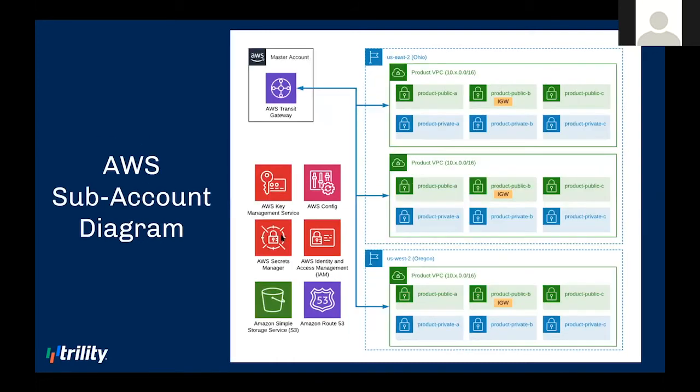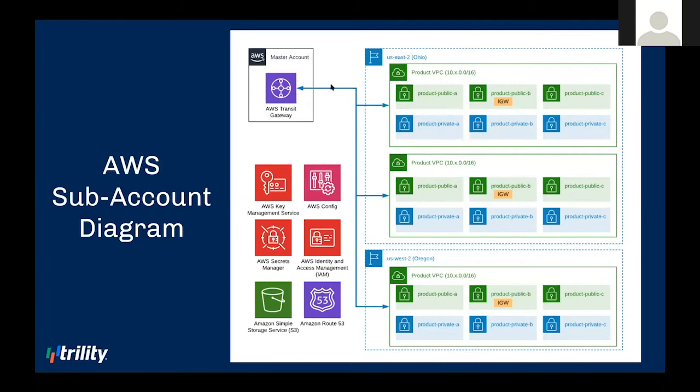Now, when we look at our sub accounts or child accounts, let's say we still have our link to our master gateway, or essentially the transit gateway, in the master account. But here we're going to have some services in US East 2 and some services in US West 2. So we're going to do some stuff in Ohio and Oregon. We're going to have two product VPCs deployed into US East 2, and another product VPC deployed out in US West 2. All of those VPCs are going to be accessible via that transit gateway. But if you notice, we have internet gateways in each one of these.